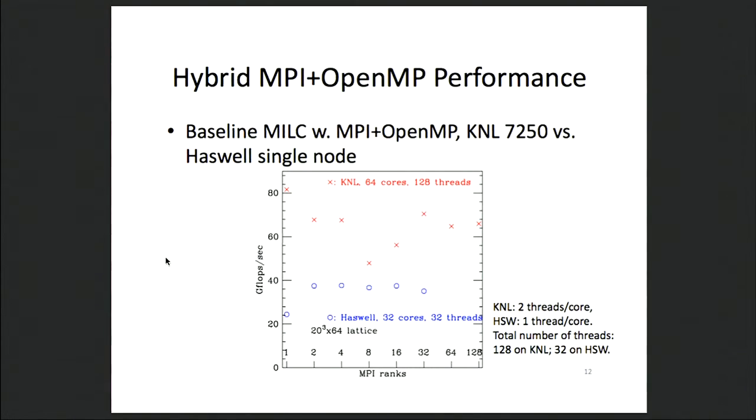This plot shows the baseline MILC code with MPI and OpenMP. We fix the number of threads, but we vary the MPI ranks, so that's the threads per MPI rank. We compare the KNL with a Haswell single node. We saw that on KNL, the performance is best when we use only one MPI rank, which is around 80 gigaflops per second, while on Haswell, more than one MPI rank helps. We use two threads per core on KNL and one thread per core on Haswell, because we got the best performance out of those.